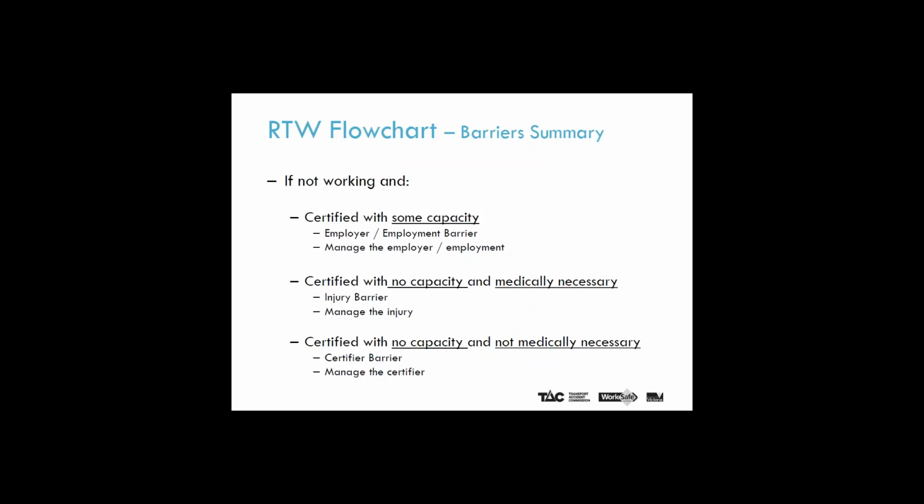The return to work flowchart allows a systematic and consistent approach to identifying and managing return to work barriers. It uses the certificate of capacity as the basis for decision making. In summary, there are essentially 3 return to work barriers. Firstly, if your patient is not working and they're certified fit, then the barrier relates to the employer or employment. This can be primarily managed with vocational type services. Secondly, if your patient is not working, they are certified no capacity for employment and it is medically necessary, the nature and/or severity of the injury is the barrier. This can be primarily managed with clinical type services.